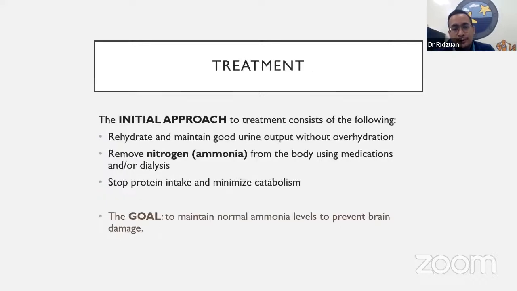For the treatment of any urea cycle disorder, or specifically OTC deficiency, the initial approach consists of the following: rehydration and maintaining good urine output. We need to remove the high accumulation of ammonia from the body, and we need to immediately stop protein intake to minimize catabolism. Our goal is to maintain normal ammonia levels to prevent brain damage.